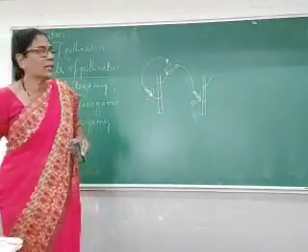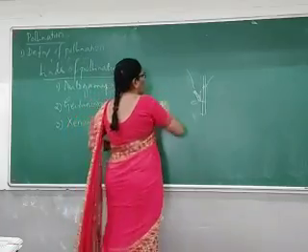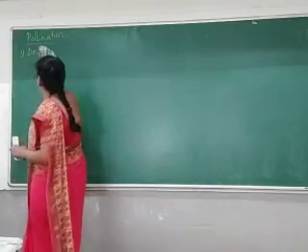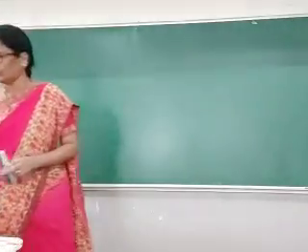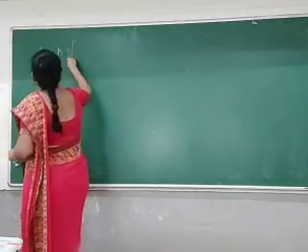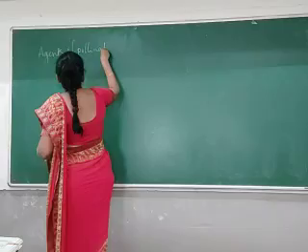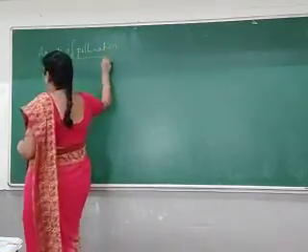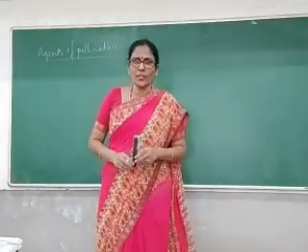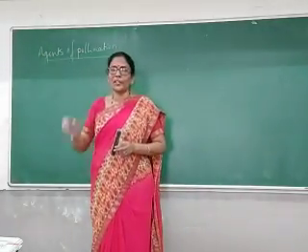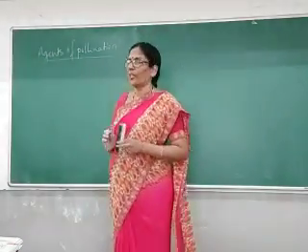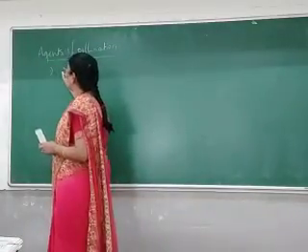Now we move to the next segment, that is agents of pollination. The second aspect of pollination is agents of pollination, or pollinators. Agents of pollination or pollinators are those which help the pollination. The agents which help the pollination are called agents of pollination. We may group them into two categories.